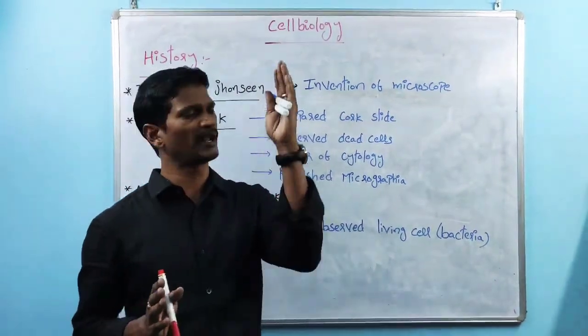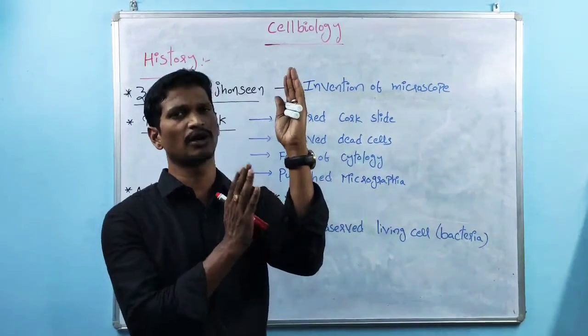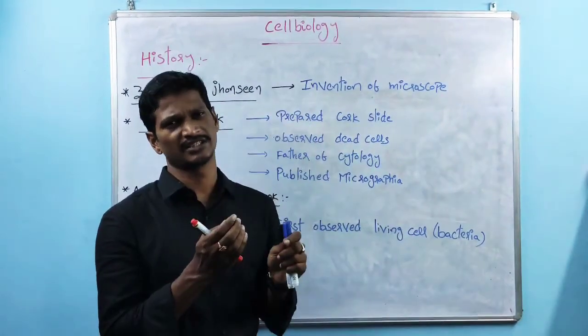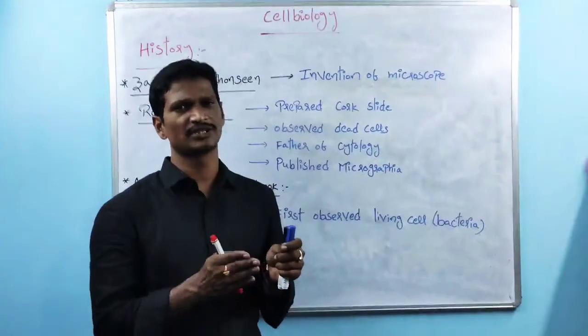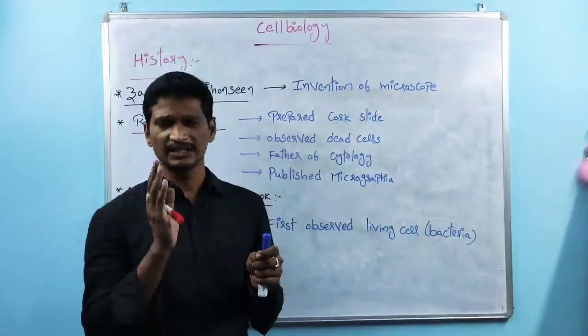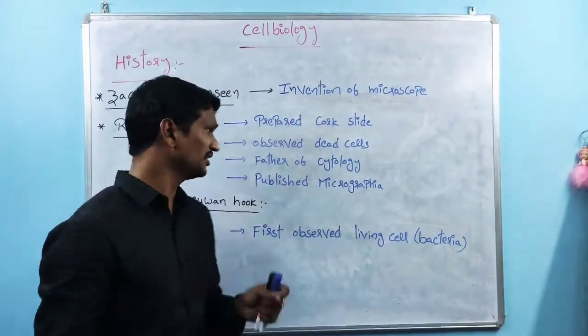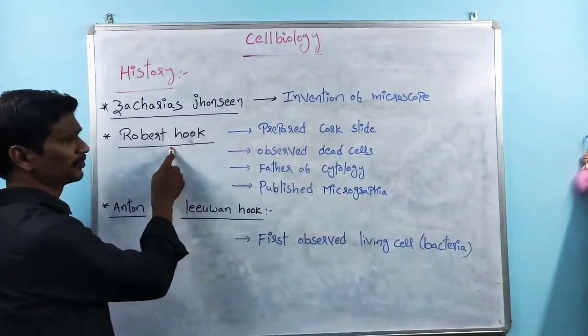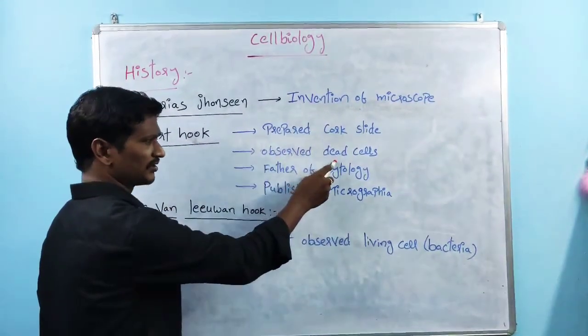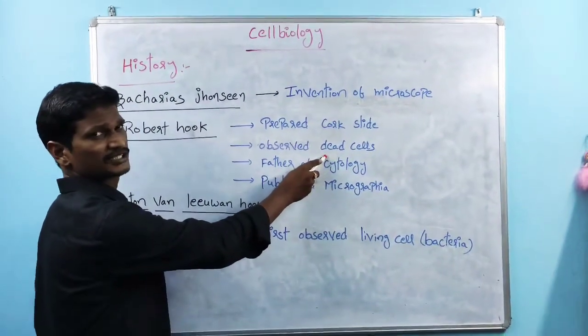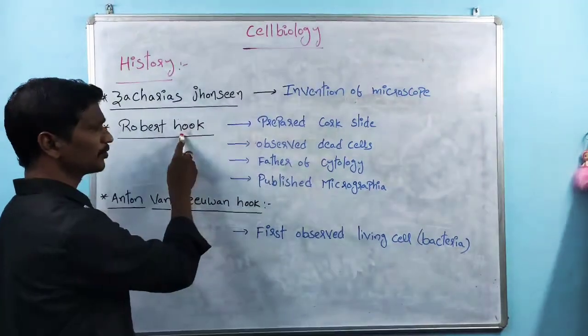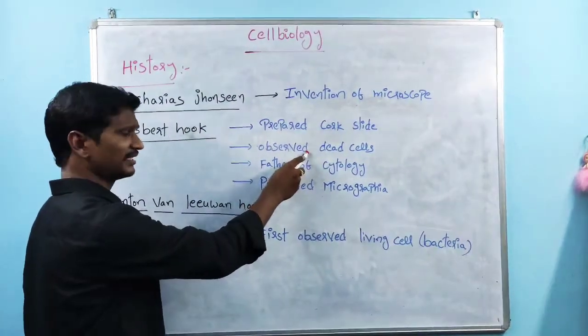In a plant, the outermost part is the cork. That cork cells are collected and sliced. That is called as cork slide. That cork slide was observed under the microscope, right? That is about the research of Robert Hooke. First cells observed by Robert Hooke. First observed cells are dead cells.